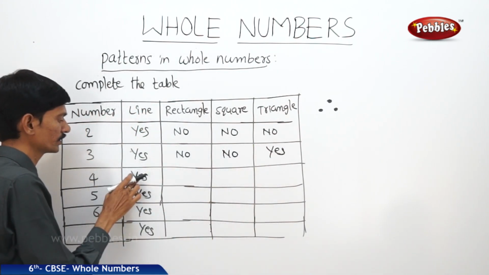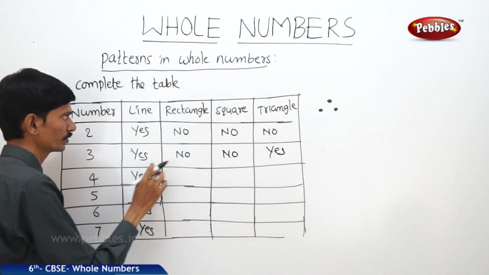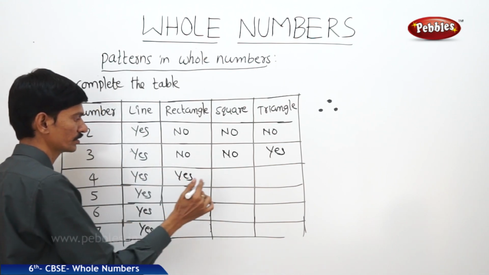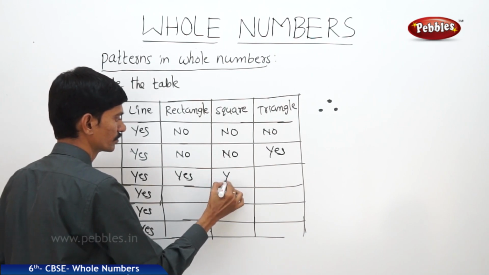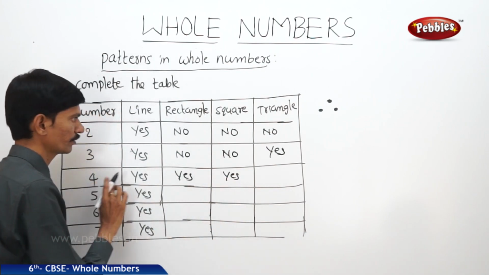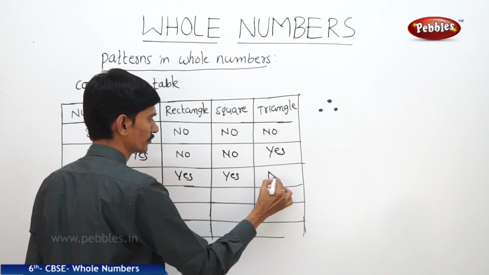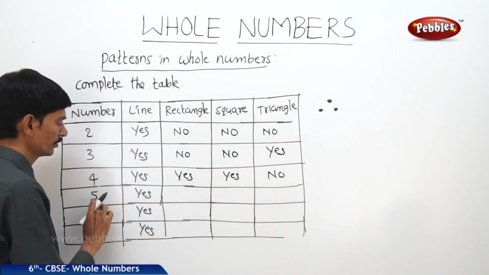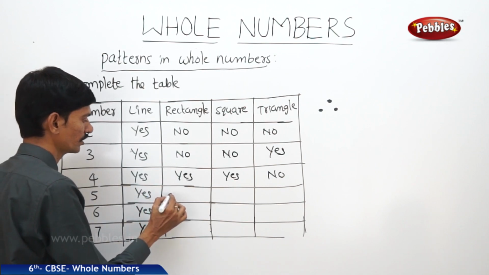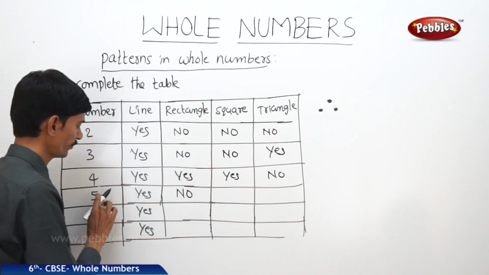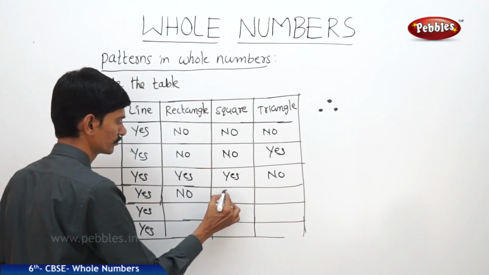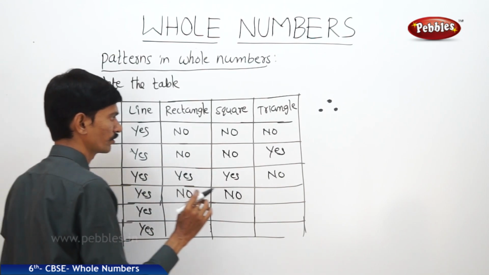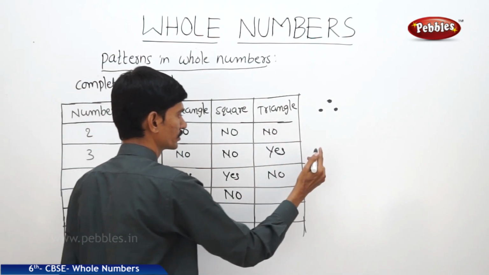And 4 can be shown as a line, and 4 can be shown as a rectangle, and 4 can be shown as the square, and 4 cannot be shown as the triangle. Next, 5 can be shown as the line, 5 cannot be shown as the rectangle, and 5 cannot be shown as the square, or 5 can be shown as the triangle or not. Let us see this now.